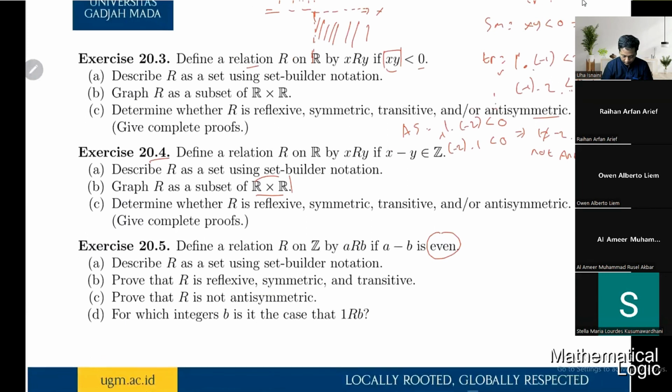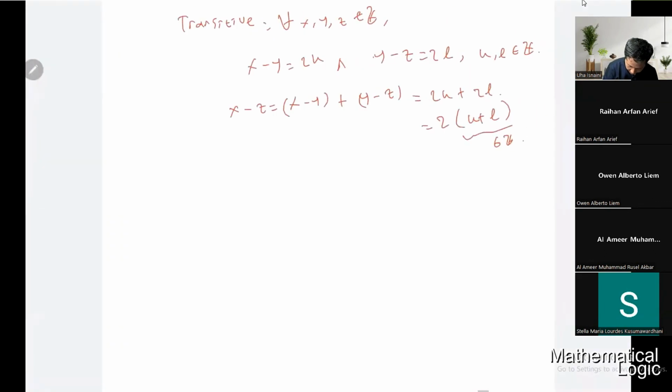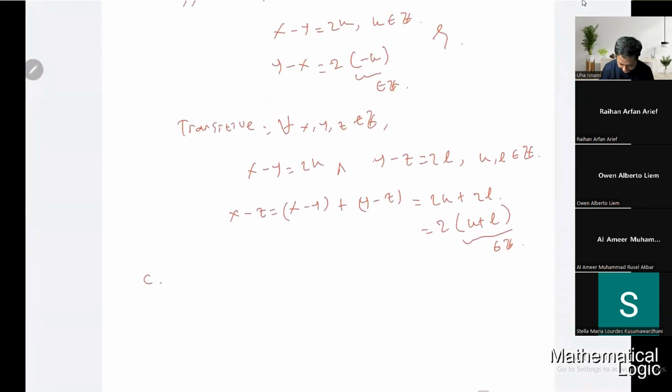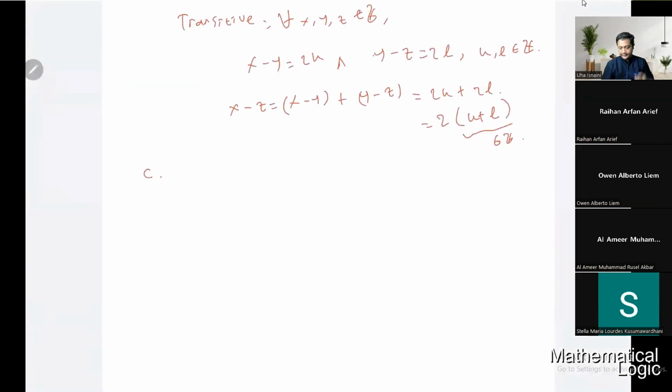So we go for the last two questions, because it's almost 7 p.m. So we go to point C. Is it anti-symmetric? Of course, no. Why? Just choose a number. So for example, like when we have 2 and 3 in Z.